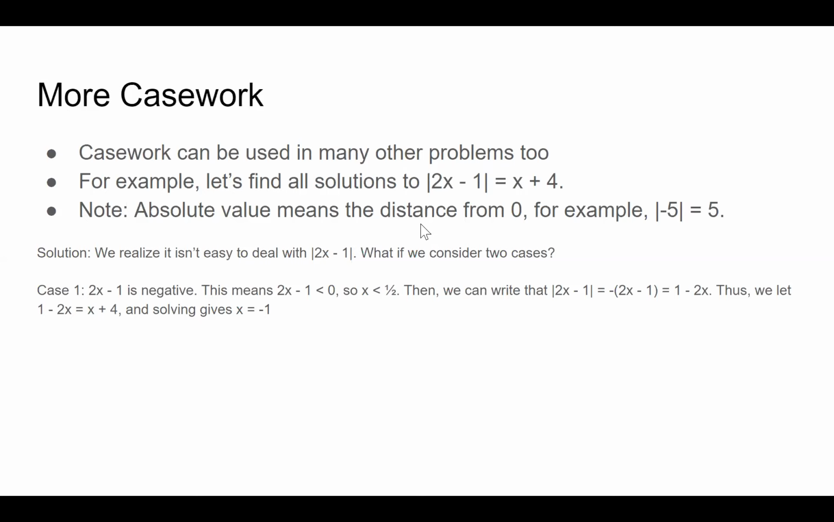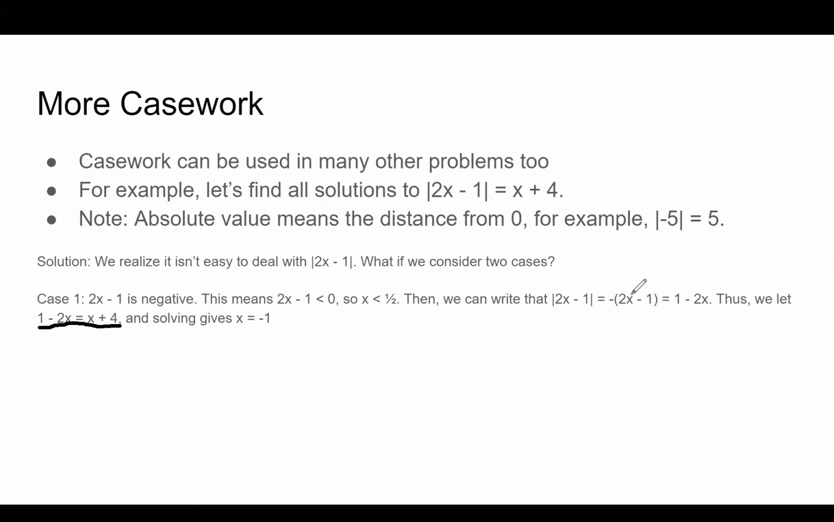And if that value is negative, we can write the absolute value of 2x minus 1 as negative 2x minus 1. So this is also equal to 1 minus 2x. Okay, so now we can write this equation because we know this value is negative. And then just solving this, we get x equals -1.